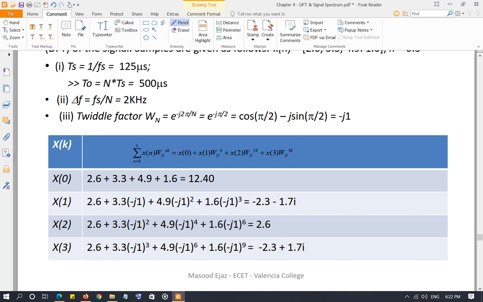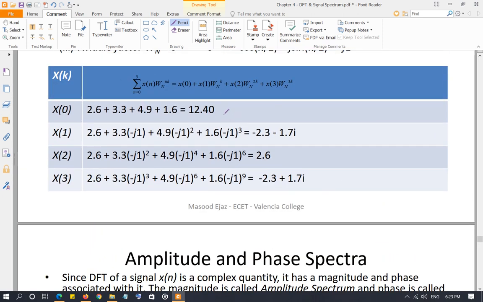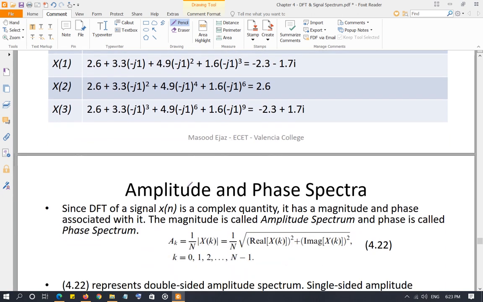So I will use this to calculate my X of k, my frequency contents, for k equal to 0, 1, 2, and 3. When I do that, I will just change the value of k over here, and then I will calculate X of 0, X of 1, and all those, and you will see that you're going to get this result. Now, since you see that X of k is a complex quantity, you have amplitude associated with that and phase associated with that. So you have amplitude and phase spectrum. You have one spectrum for amplitude, one spectrum for phase.